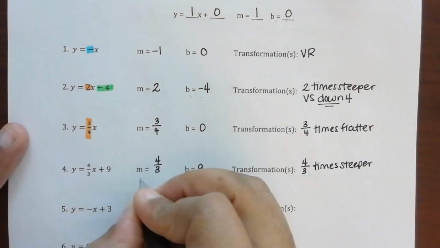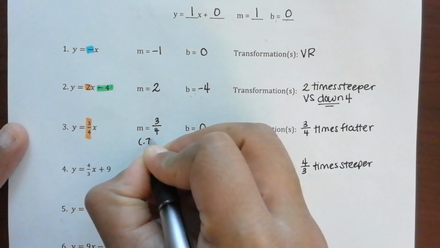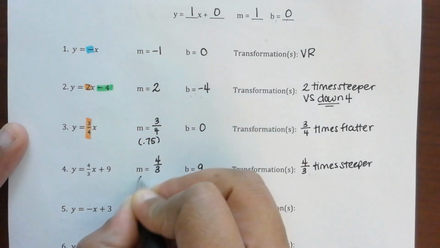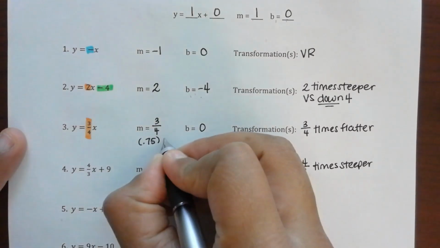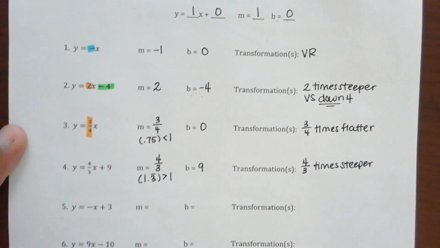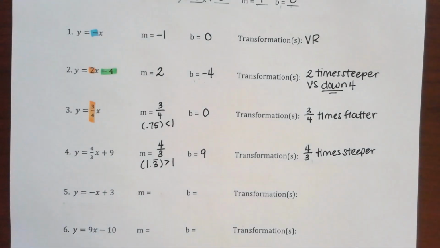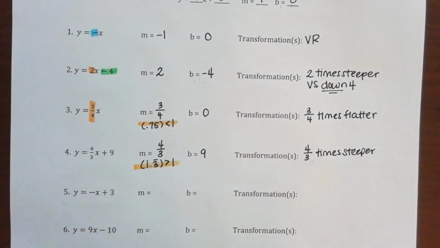If you don't know that, write down these decimals next to it. This is 0.75 and this is 1.3 repeating, which makes this less than 1, and this greater than 1. That's what I would write. If you're someone that's like, I don't get where that's coming from, that's where it comes from.